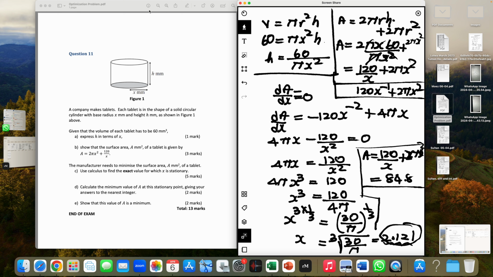Okay, now area is equal to 120 over x power minus 1 plus 2 pi x squared. If you differentiate, where is dA by dx there? Minus 120 x power minus 2 plus 4 pi x. This you have to second differentiate. What will come? d squared A by dx squared. Okay, better I will write it in another place.